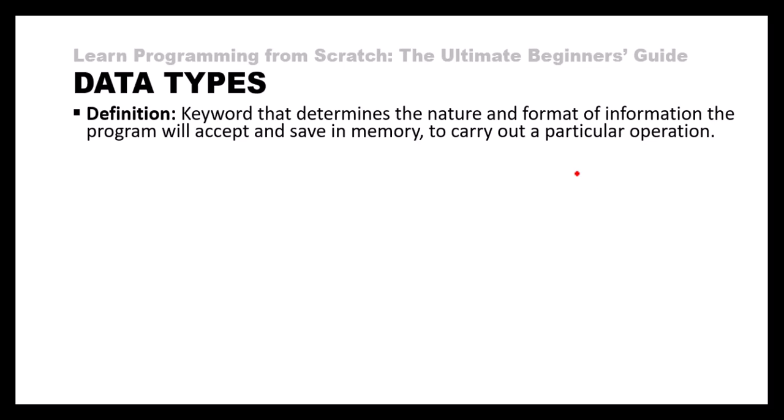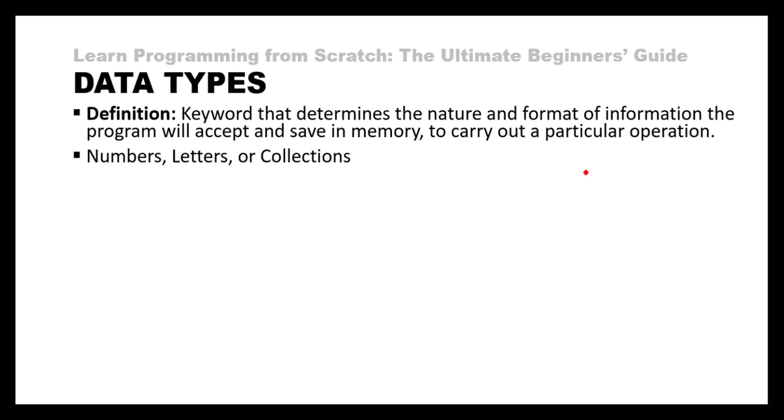Now, a computer program will take input to carry out a certain task. The input that a user can enter into a computer can be anything. It can be a number, it can be a letter, it can be a symbol, it can be an emoji, it can be anything. So data types help us to define exactly the nature and format of information that a computer should accept from a user or at a particular point in the program.